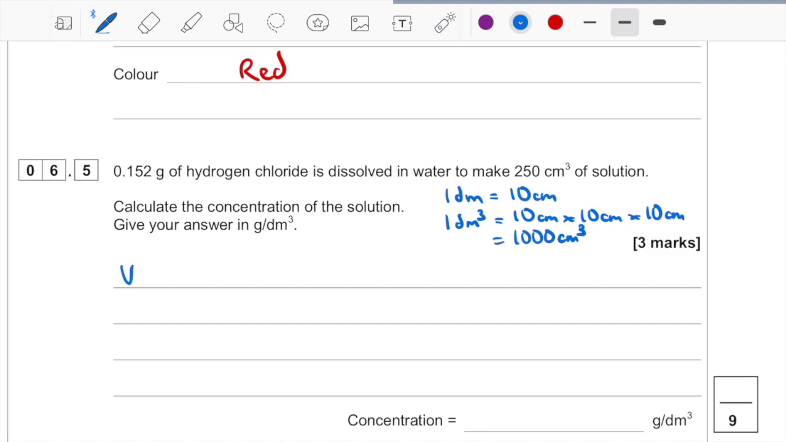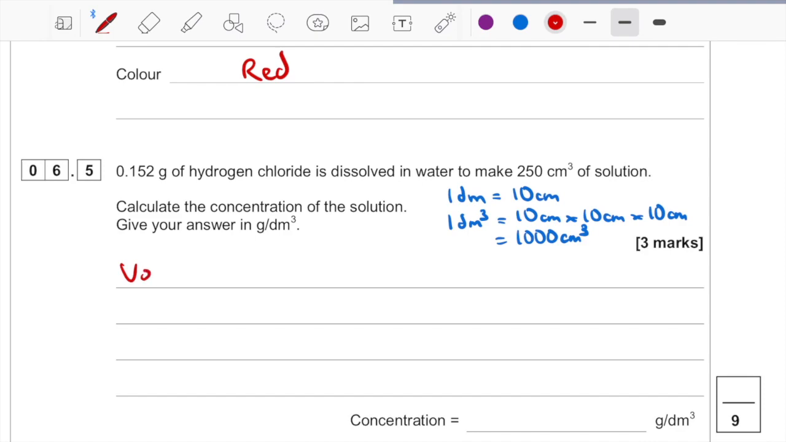Volume equals our 250 centimeters cubed divided by 1,000, because that's how many there are in a decimeter cubed, equals 0.25 decimeters cubed. So you needed to make that conversion.